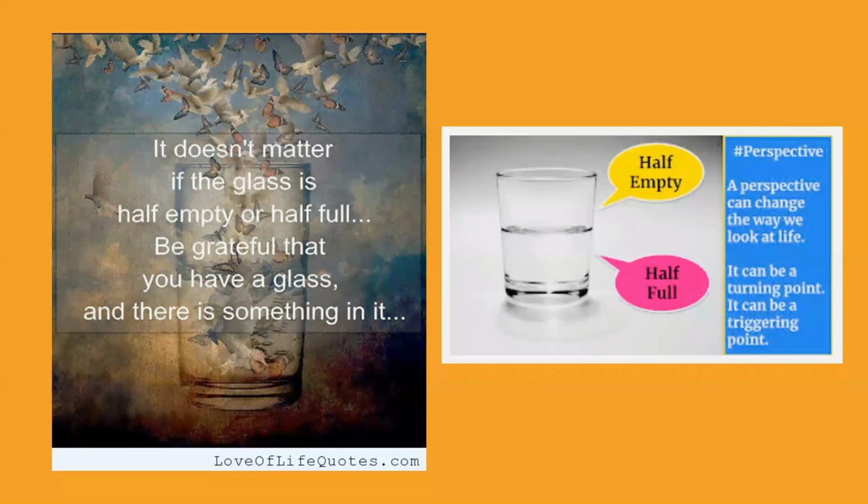There are a lot of countries that don't have access to clean water. You will see that water is very scarce from the economic point of view. Everybody accepts that scarcity. And then you can also look from the perspective of half empty, half full. It's about perspective that can change the way we look at life. It can be a turning point. It can be a triggering point.